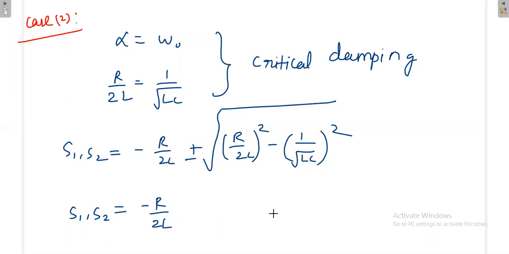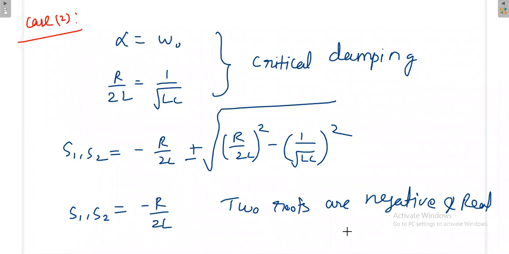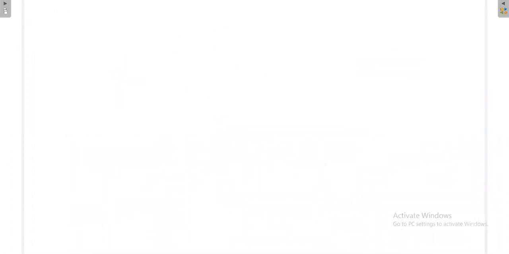Okay, two roots are negative, and also real, and also they are equal. Okay, they are repeated. Once the roots are repeating, then in the graph we can draw like this. Some root is there at the negative, but it is getting repeated. For example, it may be -2 or -3, something like that. Okay, it is getting repeated.